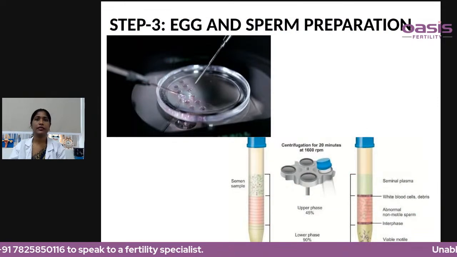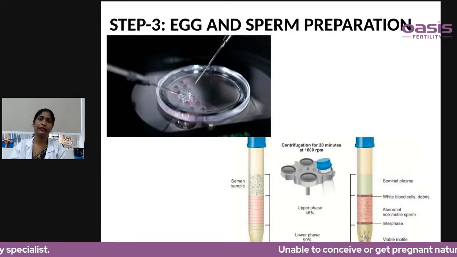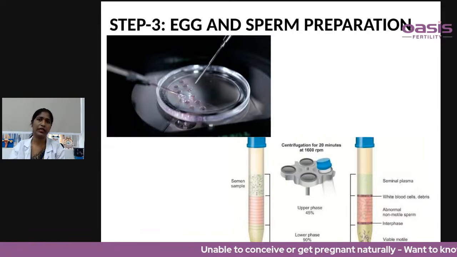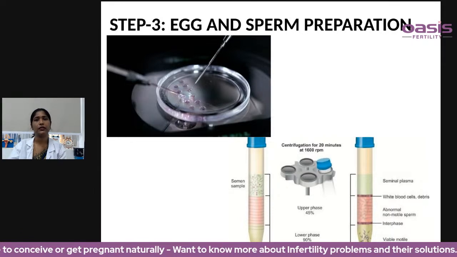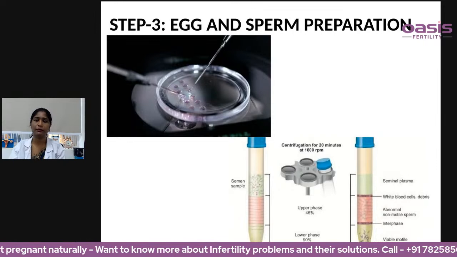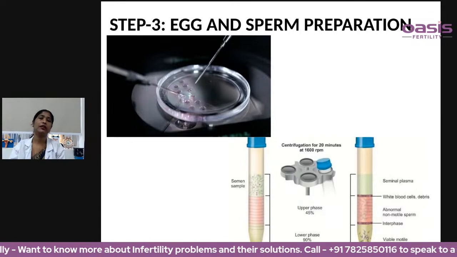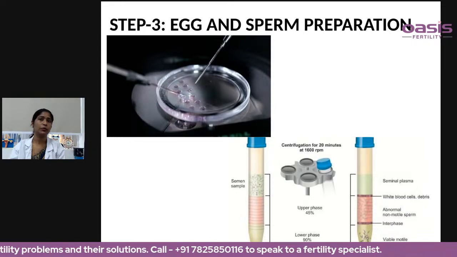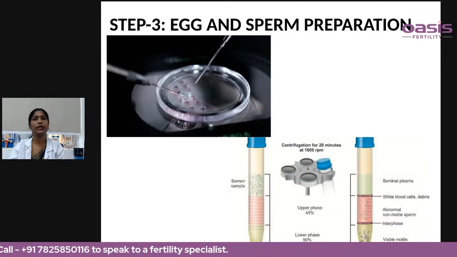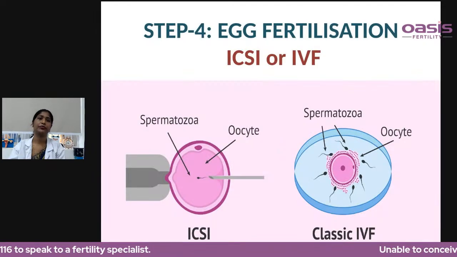And the third step is the egg and sperm preparation. Once the follicles have been aspirated, or once the eggs have been collected, they are kept at rest in proper medium in the lab for the first 3 to 4 hours. Meanwhile, the male partner has given the semen sample, on the same day that we are collecting eggs from the female partner. This semen sample is now processed in the lab. Centrifugation is done and good quality sperms are separated.